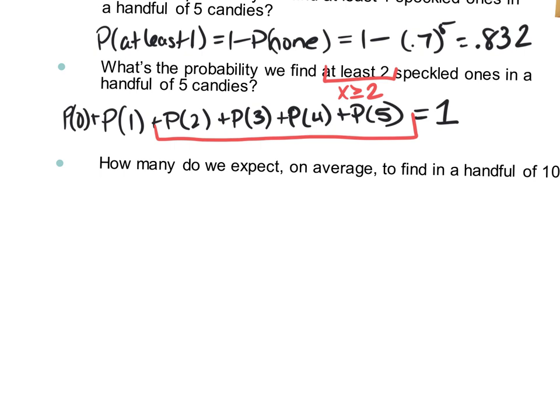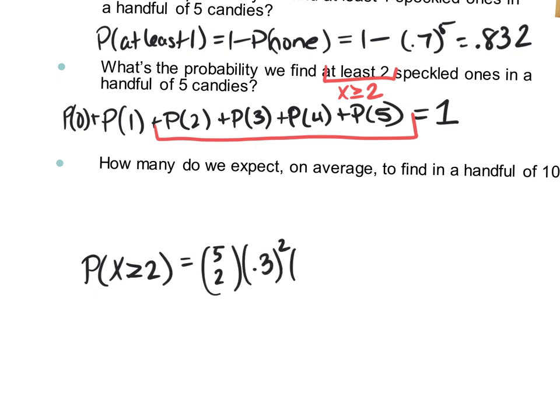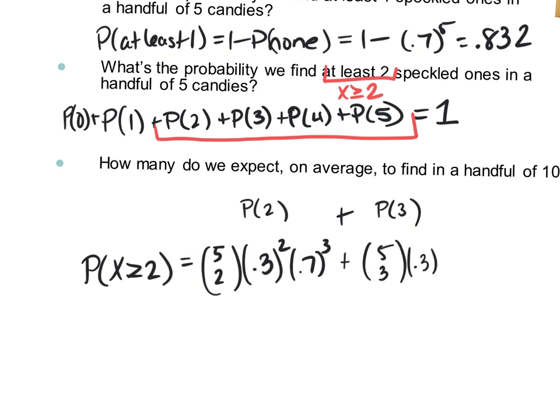So when I do the probability of at least two, that's going to be five total, choose two. Probability of success is 0.3, two successes, probability of failure, three failures. That's the probability of two, right? Plus the probability of three. Five, choose three. 0.3 cubed, 0.7 squared.